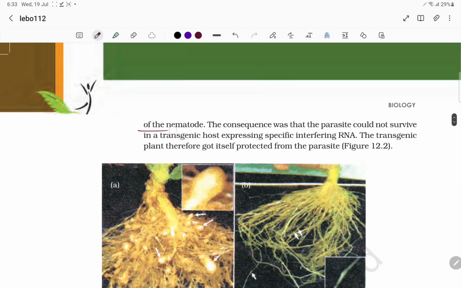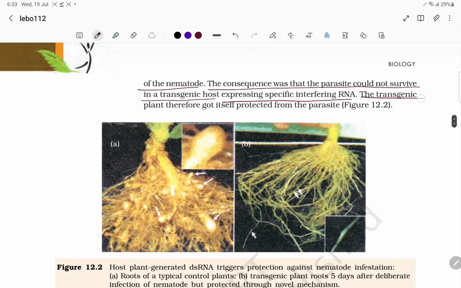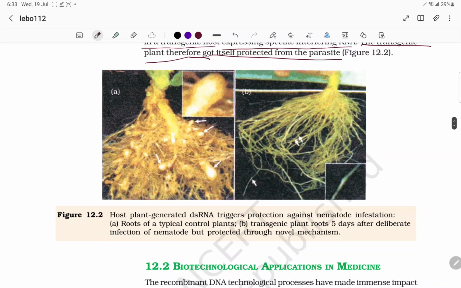So, of the nematode. So, the consequence is that the parasite could not survive in the transgenic host expressing the specific interfering RNA. So, the transgenic plants therefore protected themselves from the parasite. So, here you can see the host plant generated the double-stranded RNA, which triggers the protection against nematode infestation.